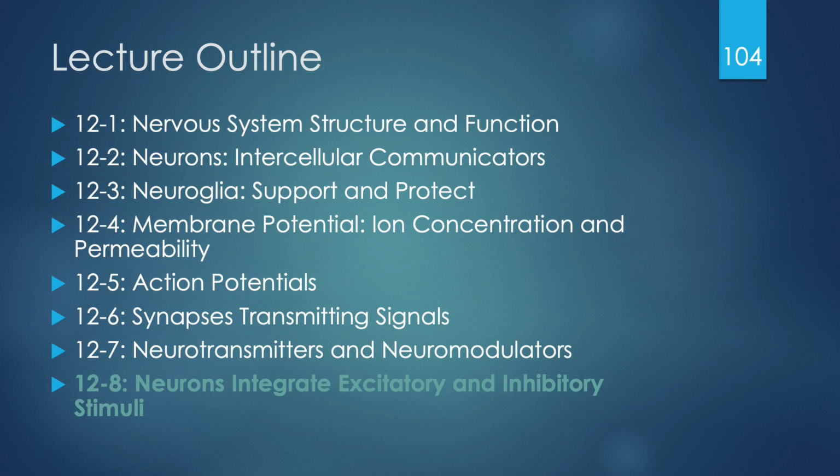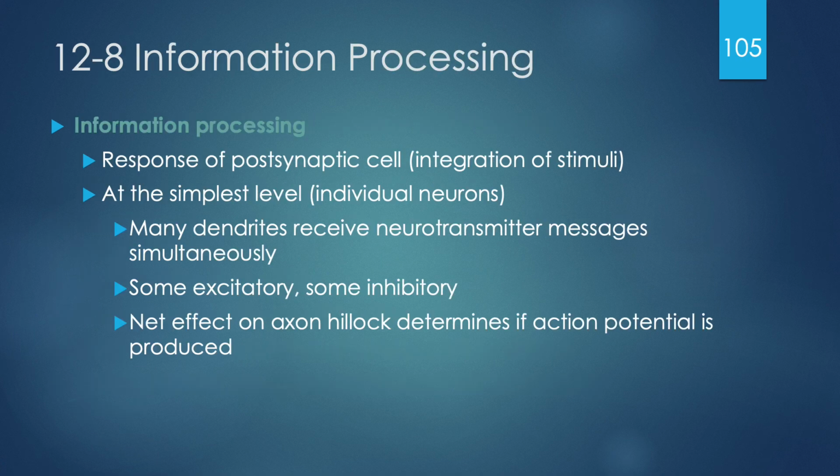Lastly, let's look at neurons and how they integrate both excitatory and inhibitory stimuli. Let's discuss information processing of a receiving neuron. Any individual neuron is not just receiving a single chemical. They'll be receiving a bath of multiple different chemicals mixed in. When this happens, that receiving cell, or the postsynaptic cell, is going to have to integrate all of this stimulus and figure out what to do with it.